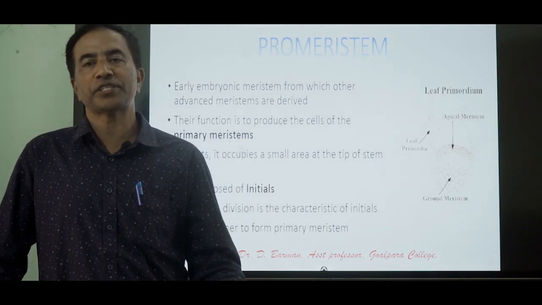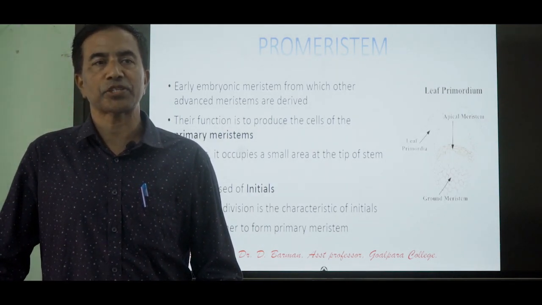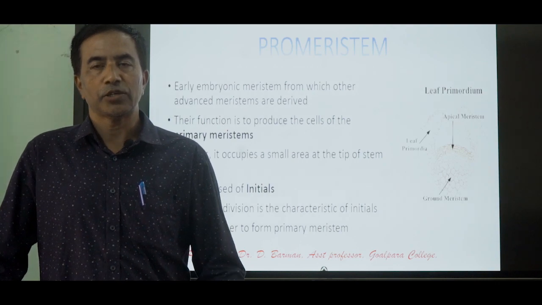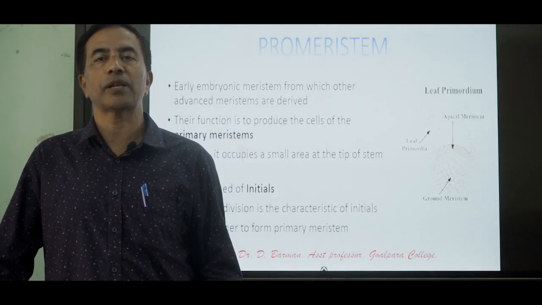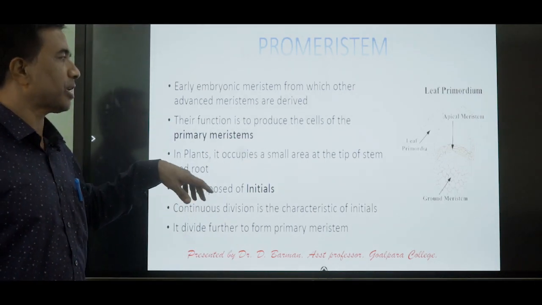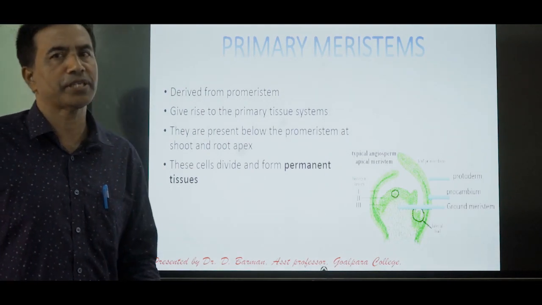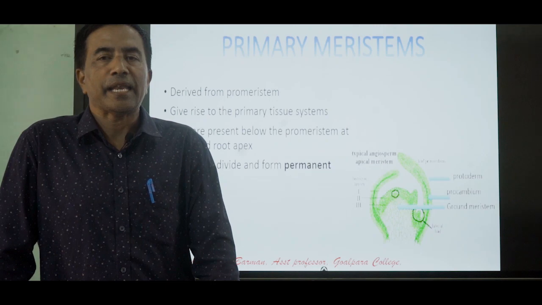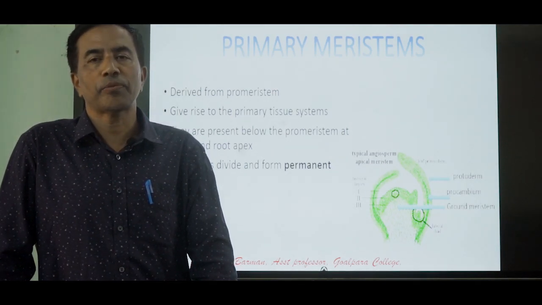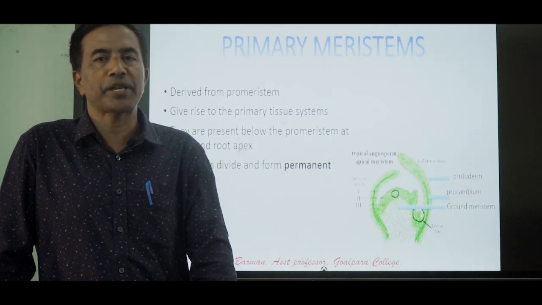From promeristem, primary meristem develops. It is generally present at the apex of the root and shoot, in the radicle and plumule. Next is the primary meristem. It is derived from promeristem, and its main function is the formation of primary permanent tissue, and it is responsible for primary growth.